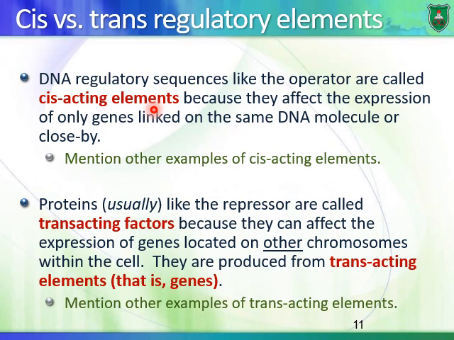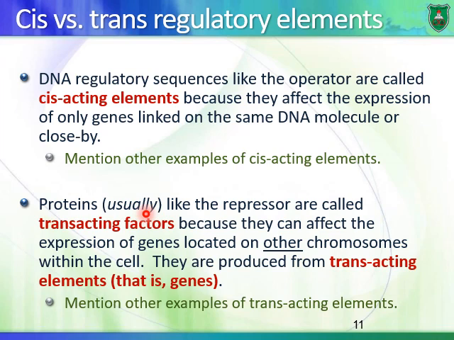Examples of cis-acting elements include the promoter itself and the operator as well. On the other hand, proteins are known as trans-acting factors. Whenever you hear the word factors, it means we're talking about a molecule like a protein. And what does trans mean? Trans means at a different level. So these trans-acting factors are proteins or molecules that can bind to cis-acting elements on the same chromosome that produces these factors, or a different chromosome as well.